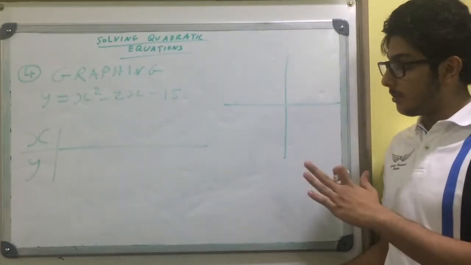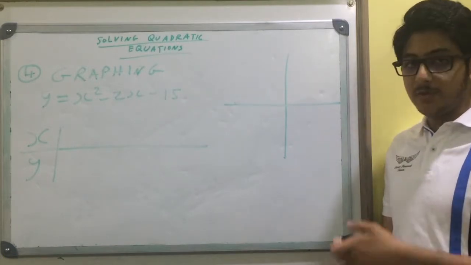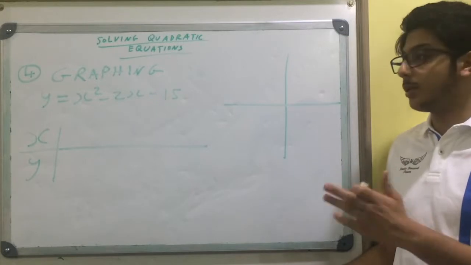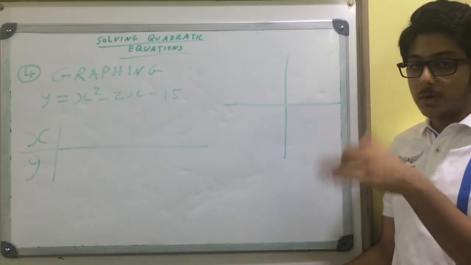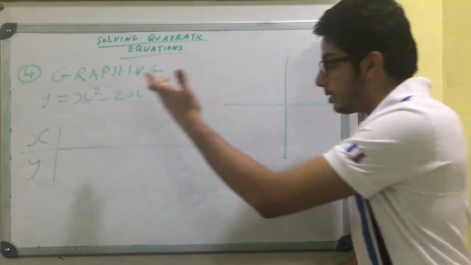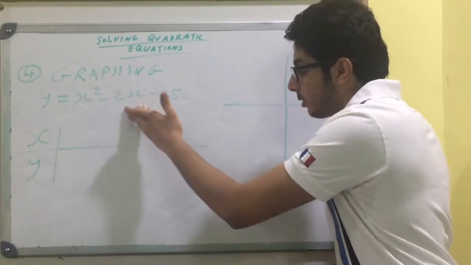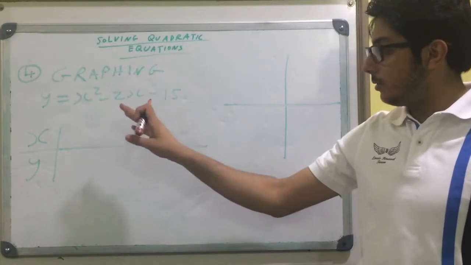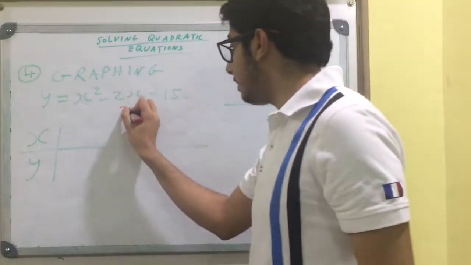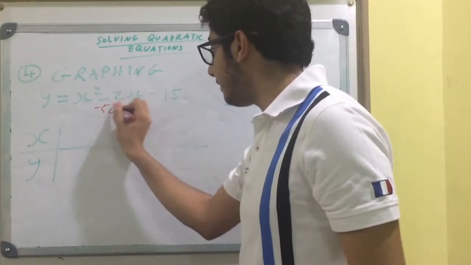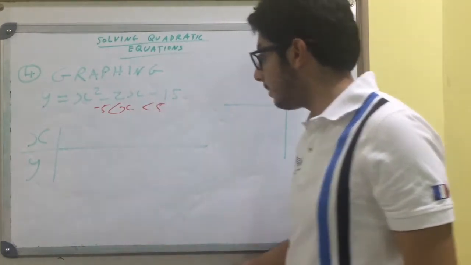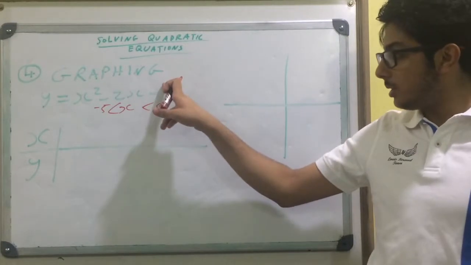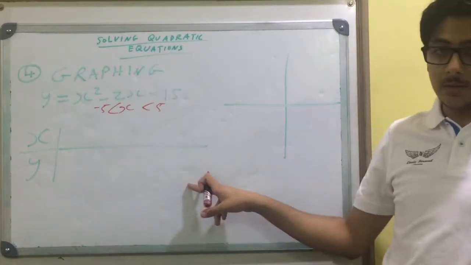Okay, now the graphing method is very simple, very rudimentary, and takes a lot of time, so I would not recommend it. But I'm going to show you it anyway, just so you can have an understanding. So we're going to use the equation, again, y is equal to x squared minus 2x minus 15. So what you do is you use a range of x values, so let's say from negative 5 to positive 5, and put each of those values into the equation and see what y value you get.